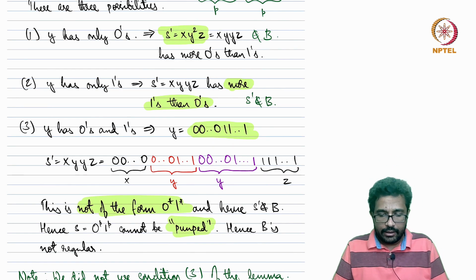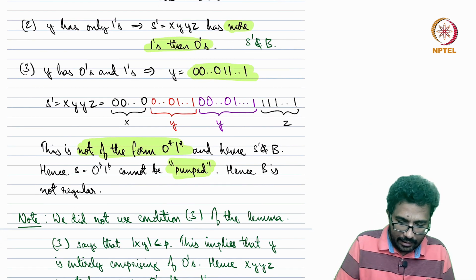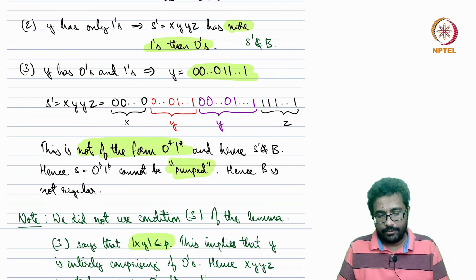However, we are not using the third condition, right. The third condition says that the length of xy is at most p.